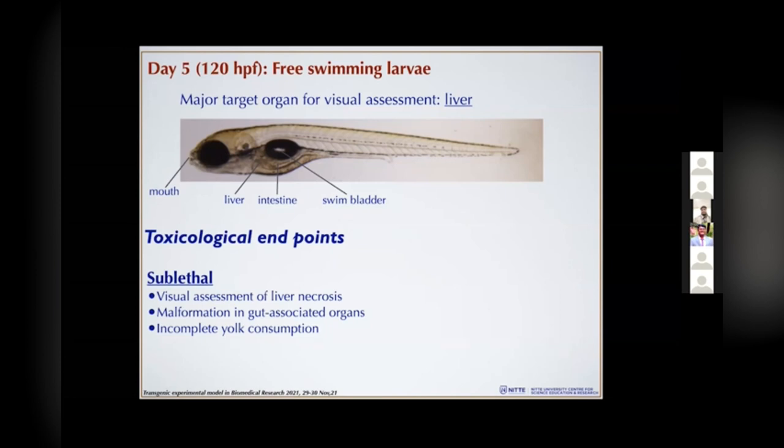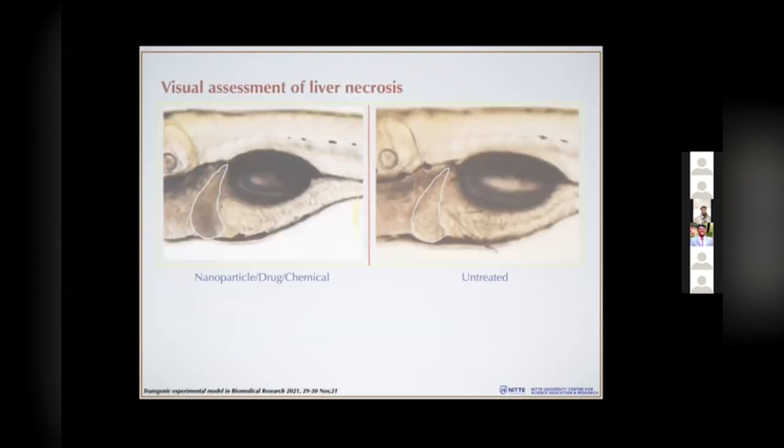So as the yolk gets absorbed, it comes back in its shape. It becomes slender and slender, and then it takes the shape. All the gut-associated organs show up there. So if the yolk consumption is included, that is also considered a toxicological endpoint. Next slide, Akshat.